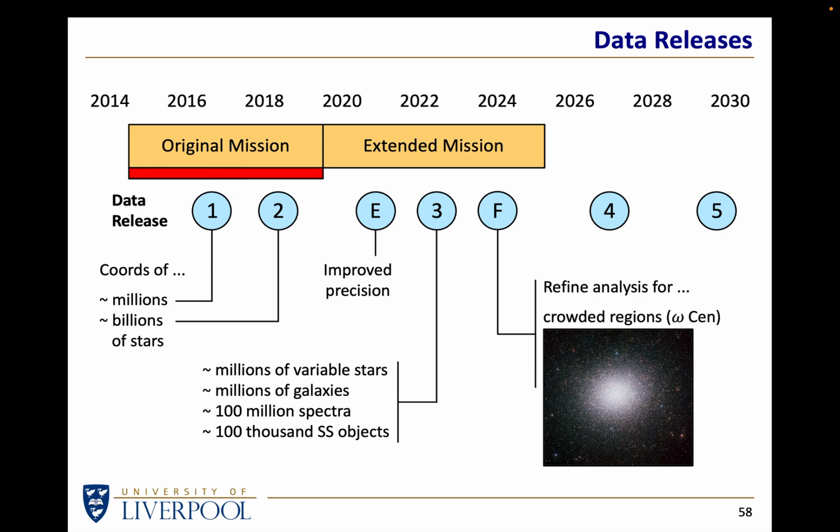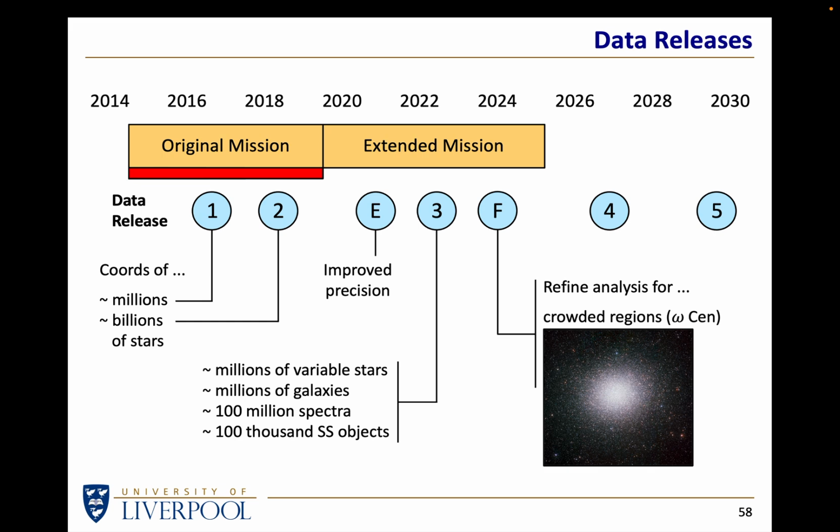Data release 4, which is going to be coming out this year, was originally scheduled for sort of early-ish this year. It's more likely to be late this year, but data release 4 will be coming along in 2026, and that should include the analysis that they've been refining by looking at, for instance, the Omega Centauri globular cluster.